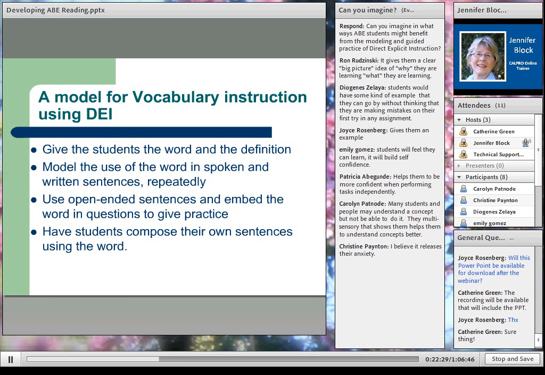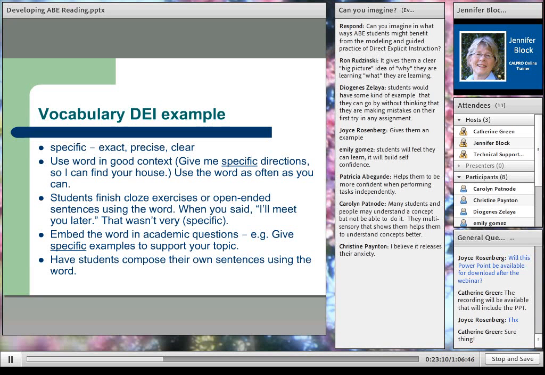In the direct instruction model for vocabulary, you give the students the word and the definition they will need. Don't confuse them with 5 definitions. Give them the one good definition they'll need. Then model the use of the word in spoken and written sentences repeatedly, so they're hearing the word again and again. Then give them practice with open-ended sentences, or embed the word in questions to give practice. And this is all before you have them compose their own sentences using the word. And they can do this both in groups or independently, depending on their level.